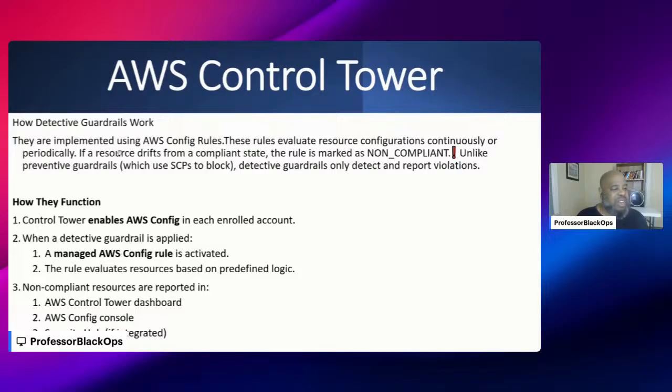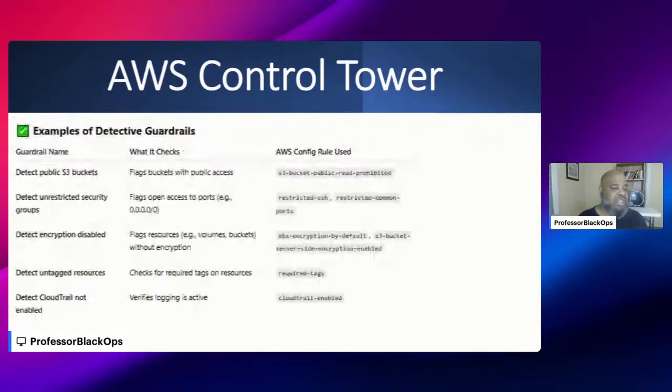How to create guardrails, which we talked about. Enable AWS Config. These are detective guardrails. A managed AWS Config rule is activated, and the rule evaluates to a specific predefined logic. Non-compliant resources are reported in the AWS Control Tower dashboard or the AWS Config console, so there are a few ways to check it. Also, it'll flow down to Security Hub if you have that activated. I need to go check on my Security Hub and make sure my bill's not too crazy. Like I said, I only had 2 EC2s in there, so I don't think it'll get too crazy.